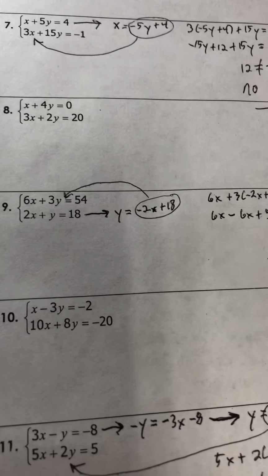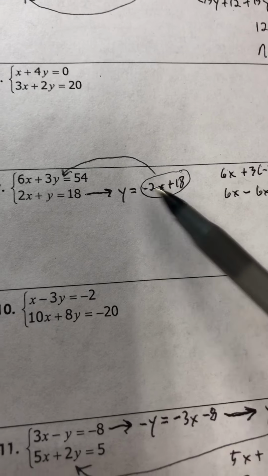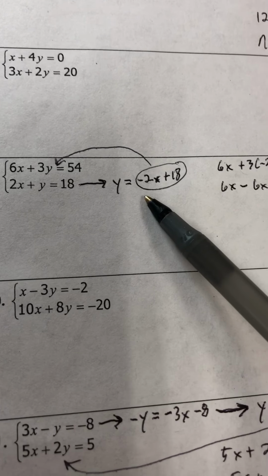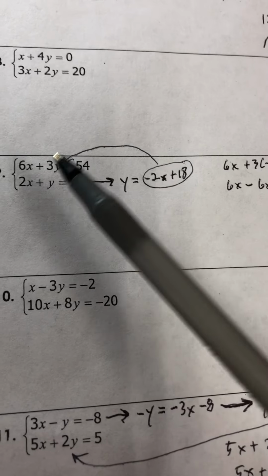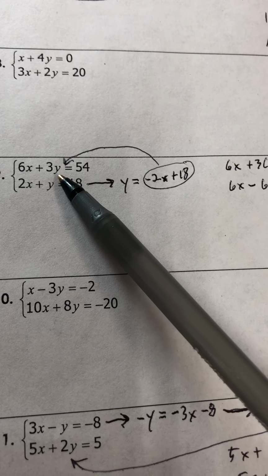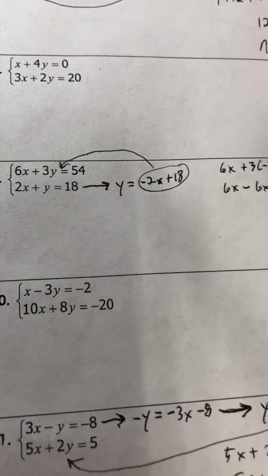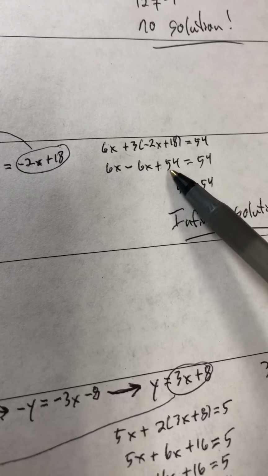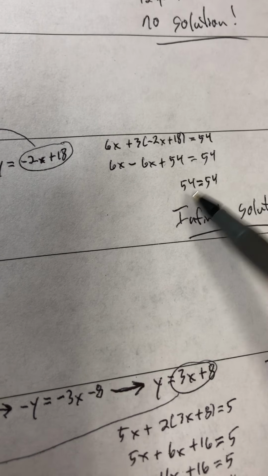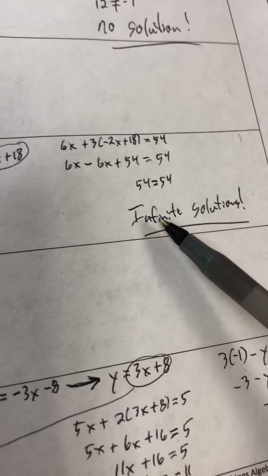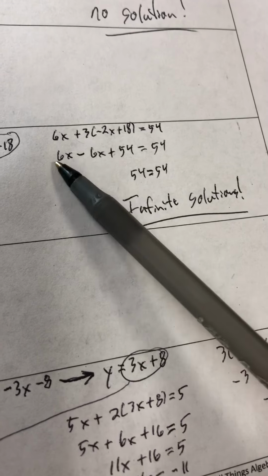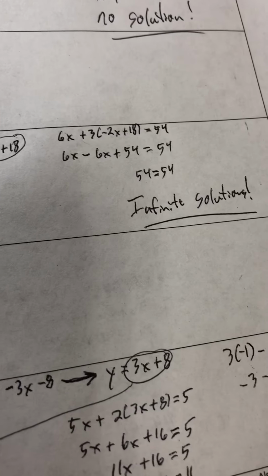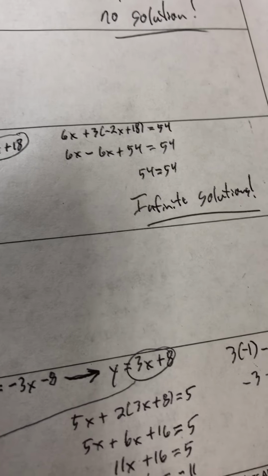Now number 9 is kind of similar. I rearranged this, so I just subtracted 2x from both sides, so I know what y equals, so I plug that in for my y, so that now I'm just working with x's. I solve this, I end up getting 54 equals 54. Well, yeah, that's true. So when you have something like this and you got rid of your variable, that means infinite solutions. That means they're actually the same line.